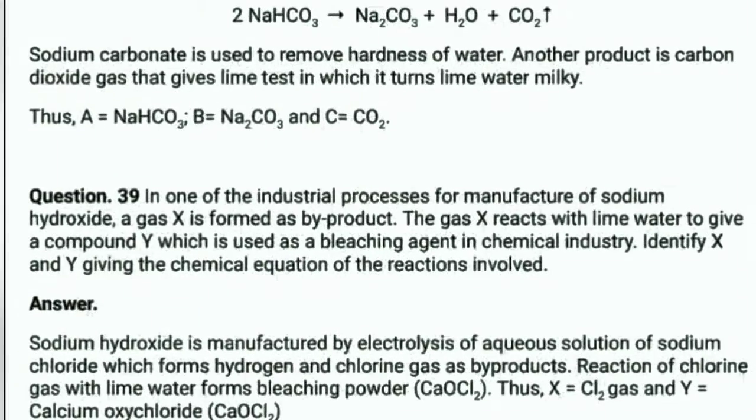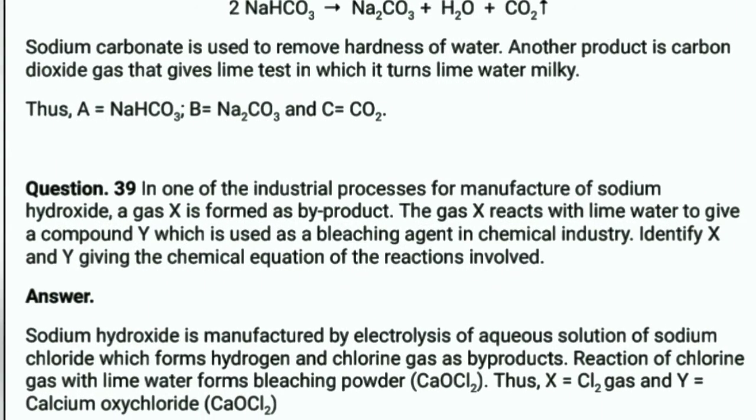In one of the industrial processes of manufacture of sodium hydroxide, a gas X is formed as a byproduct. The gas X reacts with lime water to give a compound Y, which is used as a bleaching agent in the chemical industry. Identify X and Y, giving the chemical equation of the reaction involved.